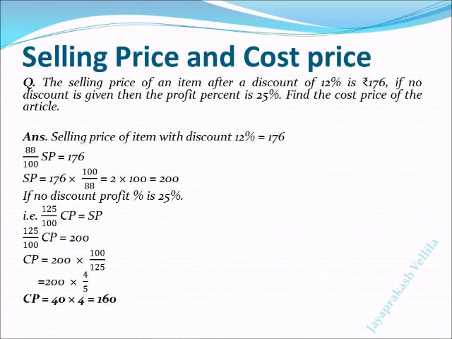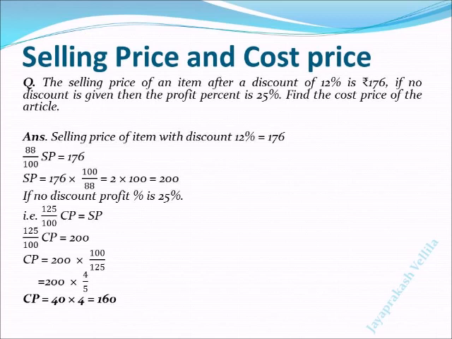Next, if no discount is given, then the profit percent is 25%. That means cost price plus 25% of cost price is the selling price. That is, 125% of cost price is equal to selling price. 125 by 100 into CP equals SP.